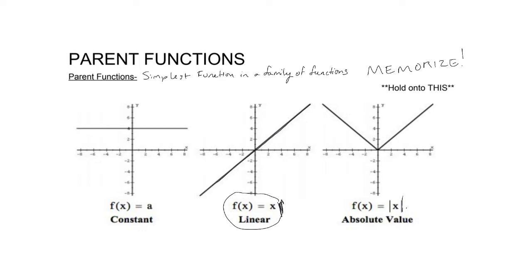Okay. So we have a constant, which means f of x equals 4 in this case. That's why it's just a straight horizontal line. We have a linear where we have a slope, and it's a line. We have an absolute value, which gives a V shape.